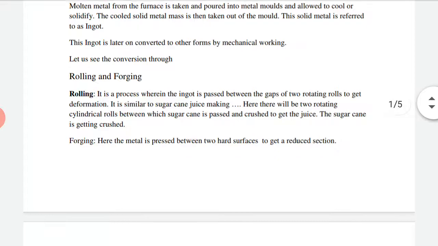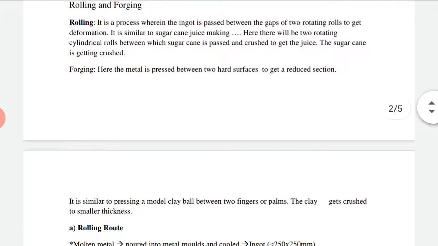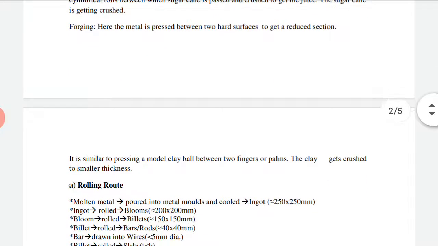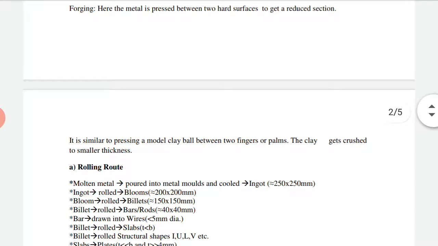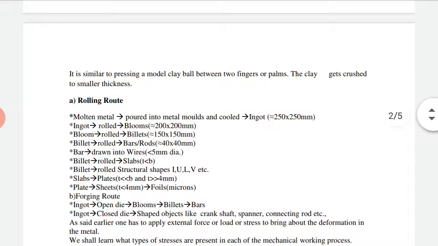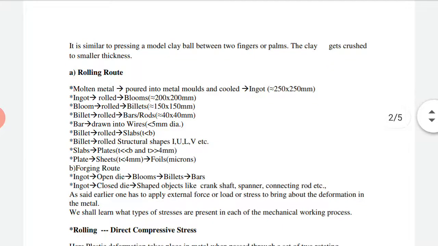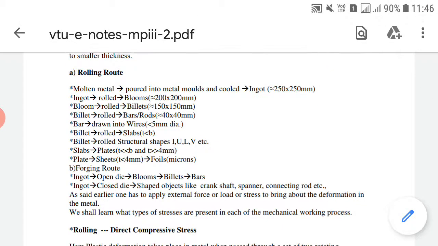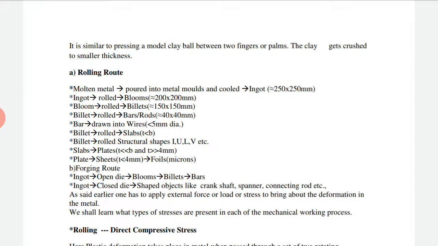Forging. Here the metal is pressed between two hard surfaces to get a reduced section. It is similar to pressing the model clay between two fingers or palms. The clay gets crushed to smaller thickness. Here there are two routes, rolling route and forging route.